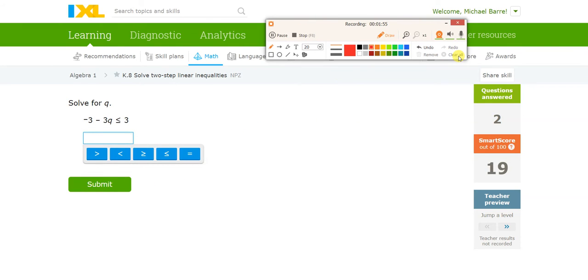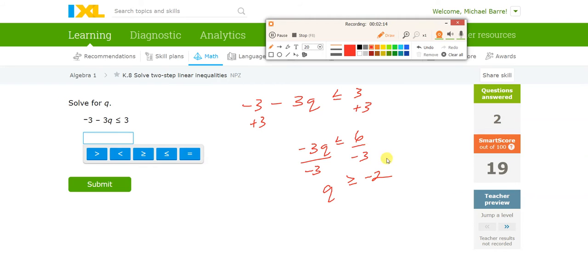There will be a flip on this one. -3 minus 3q less than or equal to 3. Adding 3 to both sides, -3q is less than or equal to 6. Dividing both sides by a negative, that means the flip's about to happen. 6 divided by -3 is -2. There's the flip. You can see it just occurred.